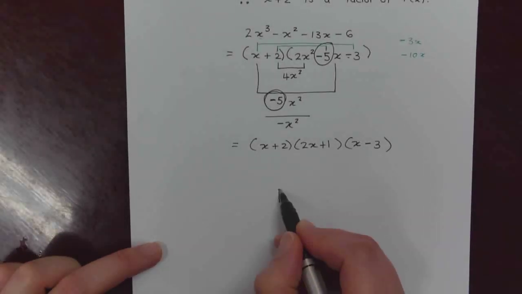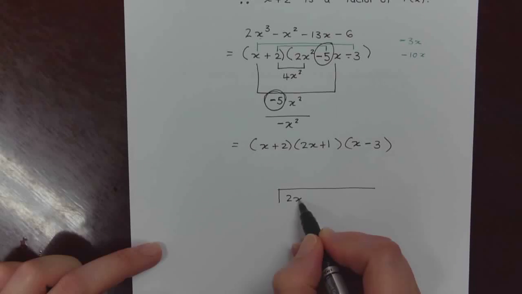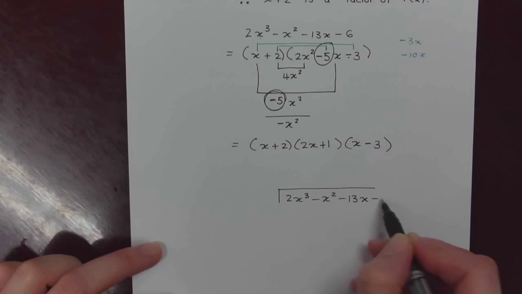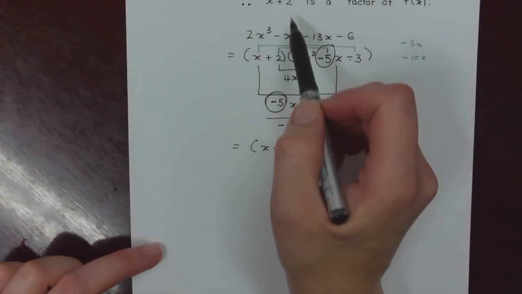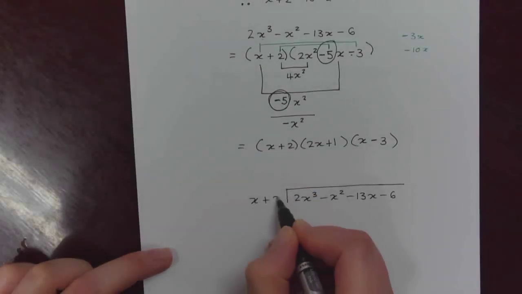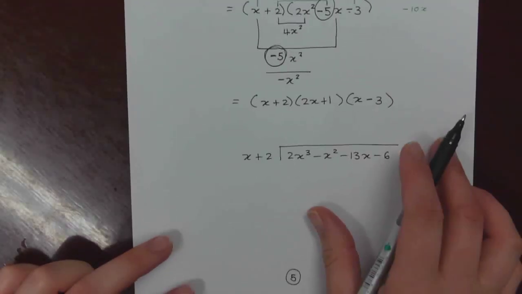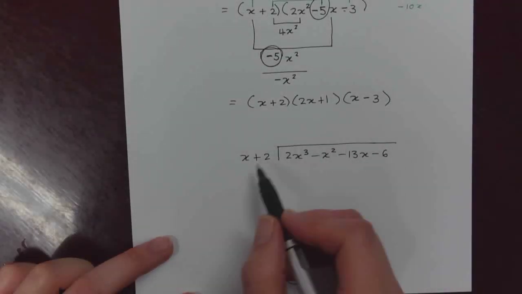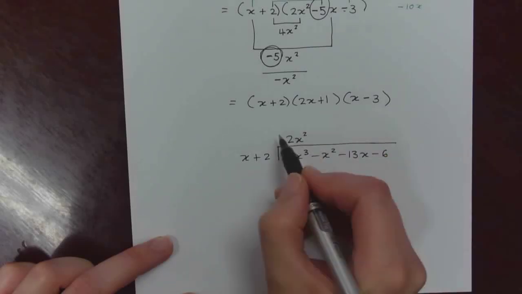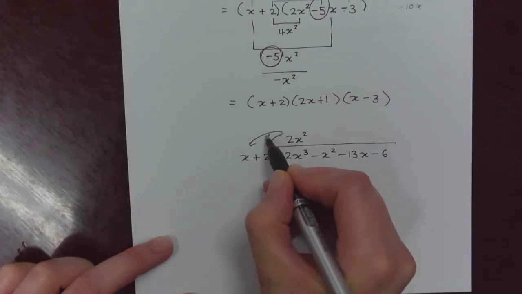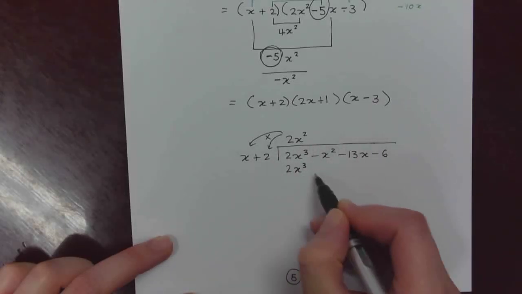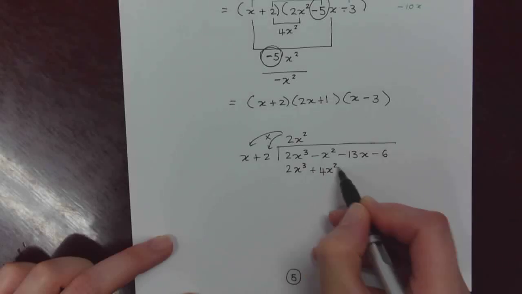In the long division, I will say I've got 2x cubed minus x squared minus 13x minus 6. And I'm dividing it by this factor, which I've proven here. The factor is x plus 2. So I put that x plus 2 in there. And then I just do what I did in the polynomial division video. I say x goes into 2x cubed, specifically here 2x squared. And I multiply down, as discussed in the polynomial division video, and then I get 2x cubed plus 4x squared.